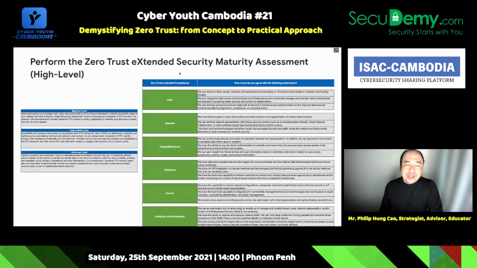The first one is what we call the zero trust extended security maturity assessment, at a high level. I go to a high level first. On the left-hand side is what we call the maturity level. Like I mentioned earlier, you have beginner level, intermediate level, and advanced level. In order to bring up the level from beginner to intermediate, the best way is to address the complexity and the inefficiency that you have in the beginner level by consolidating the point products and point vendors to fewer platforms.